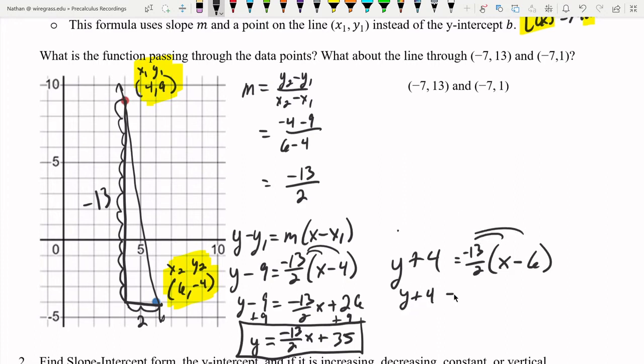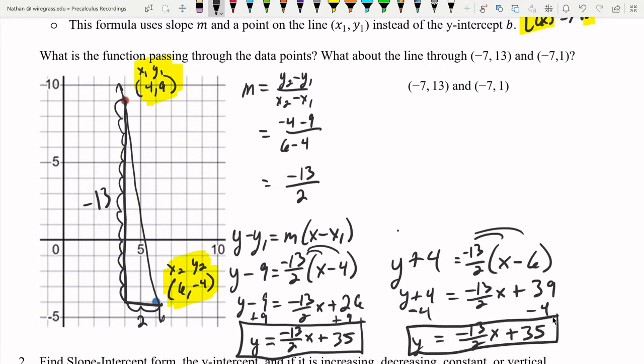Y plus 4 equals negative 13 over 2x. The negatives cancel. 2 and 6 reduce to 3. 3 times 13 is 39. Subtract the 4, and you see we get plus 35, the exact same equation.